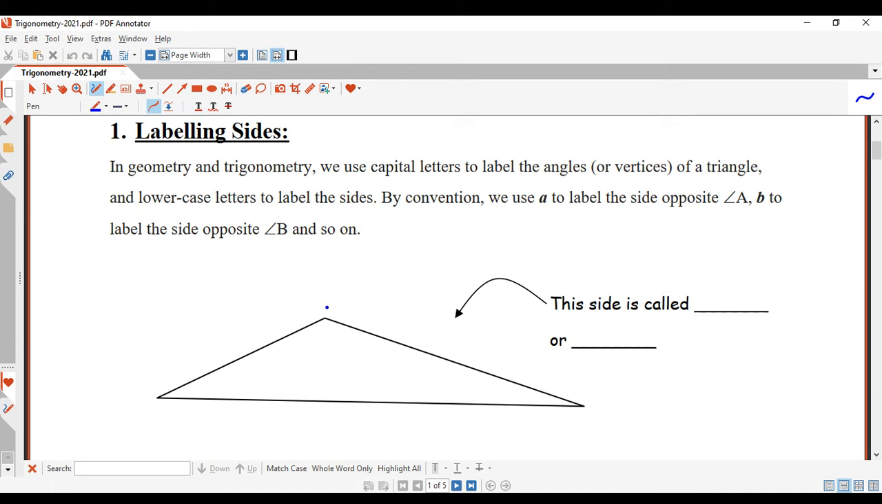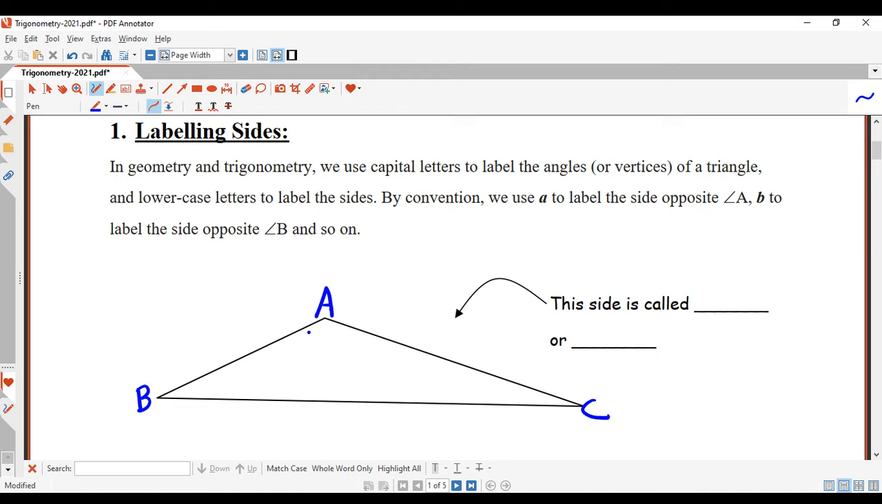Capital letters are used, so let's start off with something like A, B, C, yeah? So A, B, C. You can use any capital letters you like. Now, by convention, we use lowercase letters to label the sides. We use little a, or lowercase a, to label the side opposite angle A, and little b to label the side opposite angle B, and so on.